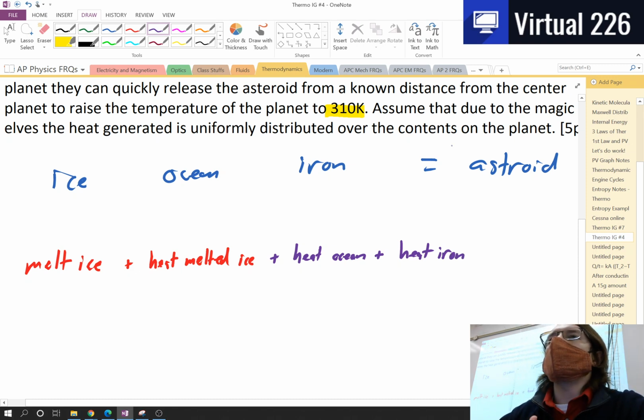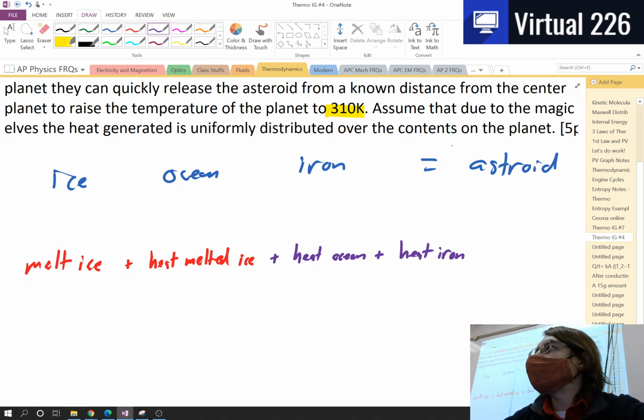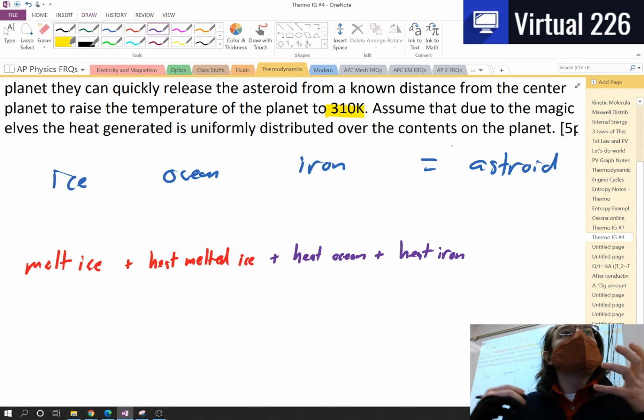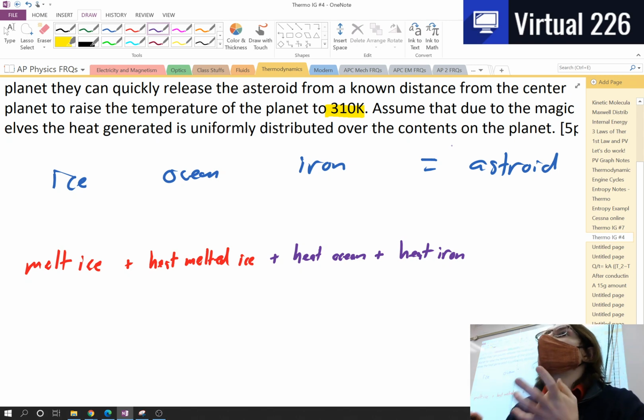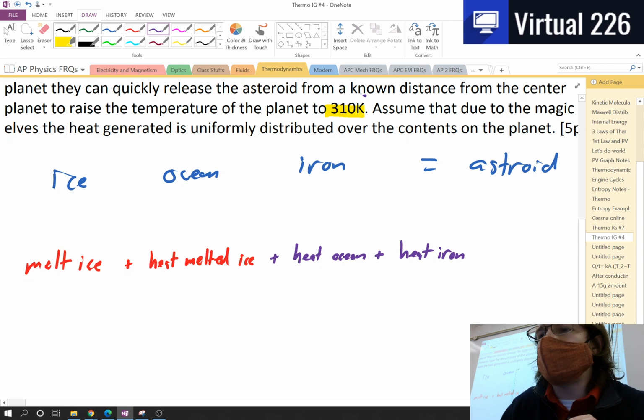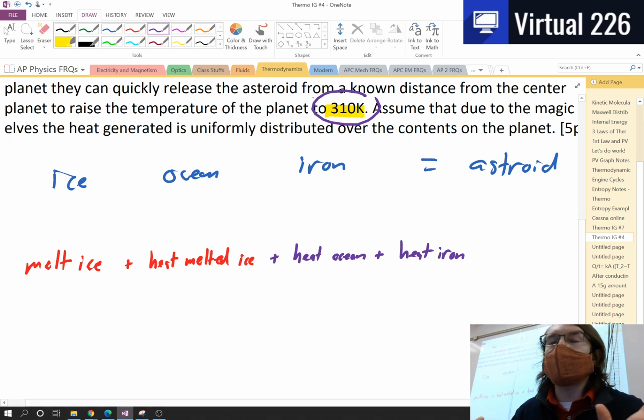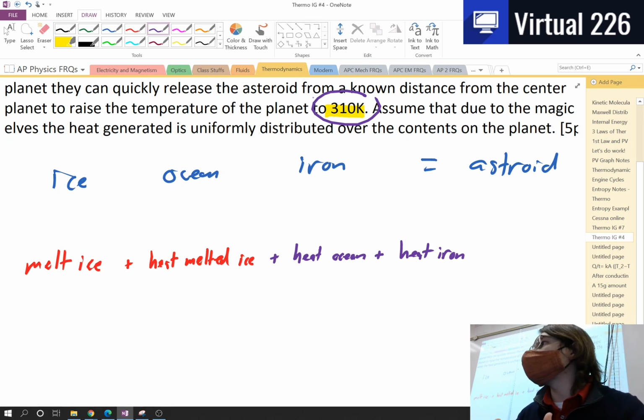Now, one of the questions that could arise is, well, what if this asteroid is dropped in such a way that it vaporizes the ocean, or it even vaporizes the iron core? We'd have to then change a phase state for those and then heat up that steam or that vaporous iron. But we don't have to worry about that. We are just trying to heat this planet to 310 Kelvin. That is not hot enough to bring our water or the iron up to a vaporization point.